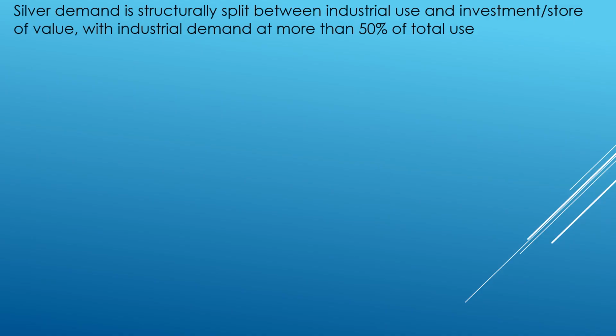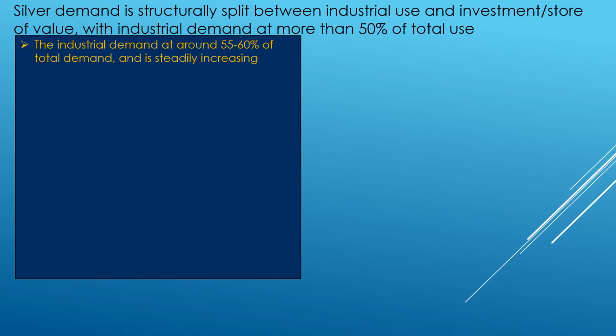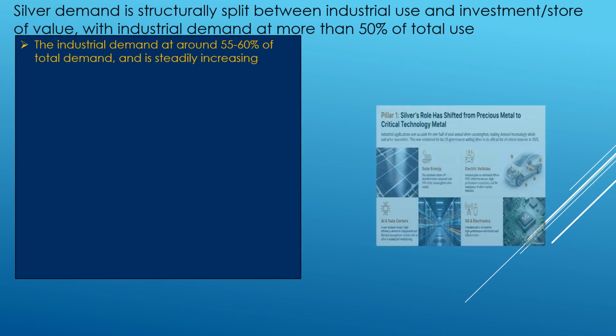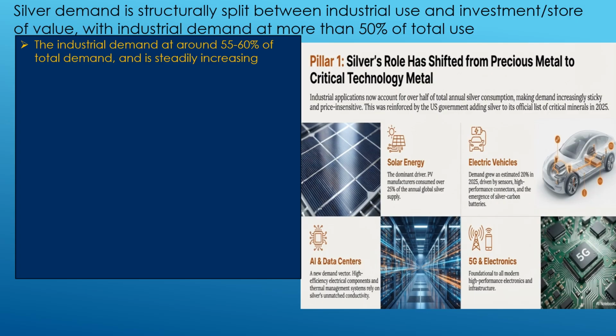Silver demand is structurally split between the industrial use and investment store of value, with the industrial demand at more than 50% of the total use. The industrial demand is around 55 to 60% of the total demand and is steadily increasing. Now this picture shows the use of silver in the various industries. The industrial applications now account for over half of total annual silver consumption, making demand increasingly sticky and price sensitive.